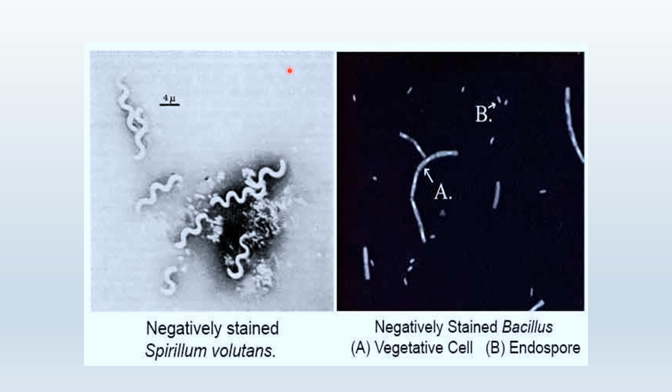This picture shows the negative staining of spirochetes, where the background is dark in color while the bacteria or spiral shaped bacteria are brighter, and therefore they are visible on dark background. Here again the dark background and the spiral shaped bacteria that are brighter in color.